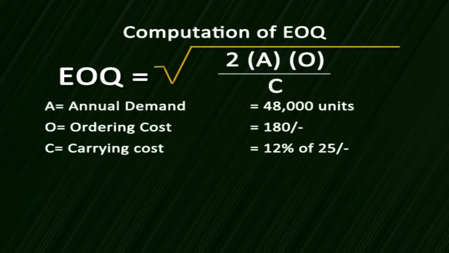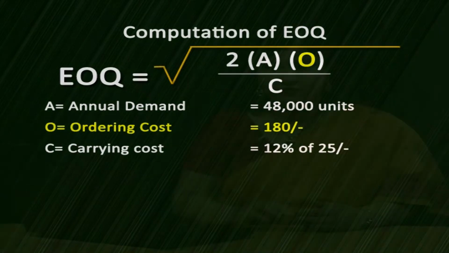First of all, let's understand what this data represents. Annual demand will be substituted into the formula as A. Ordering cost is given as 180, so we will directly substitute it in the formula. Sometimes in place of ordering cost, the word setup cost is also used. Its meaning is the same as ordering cost.